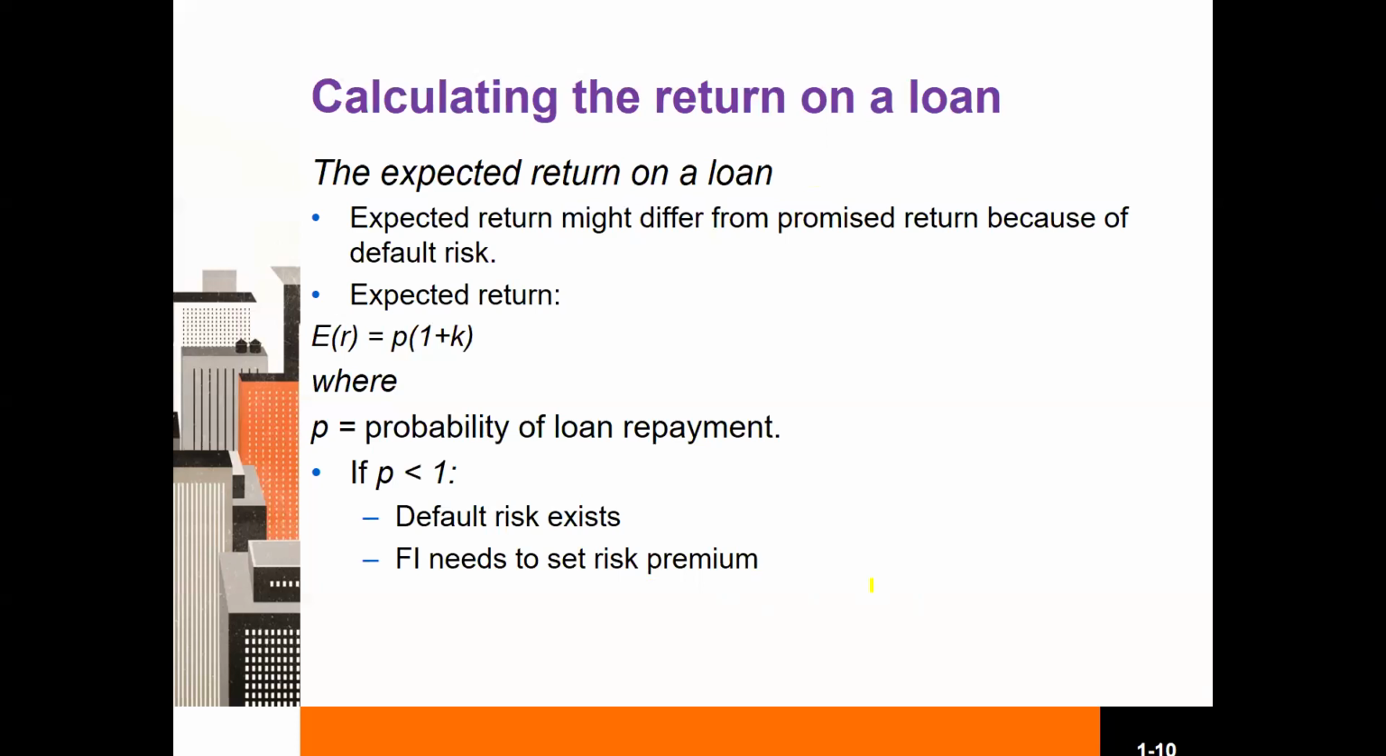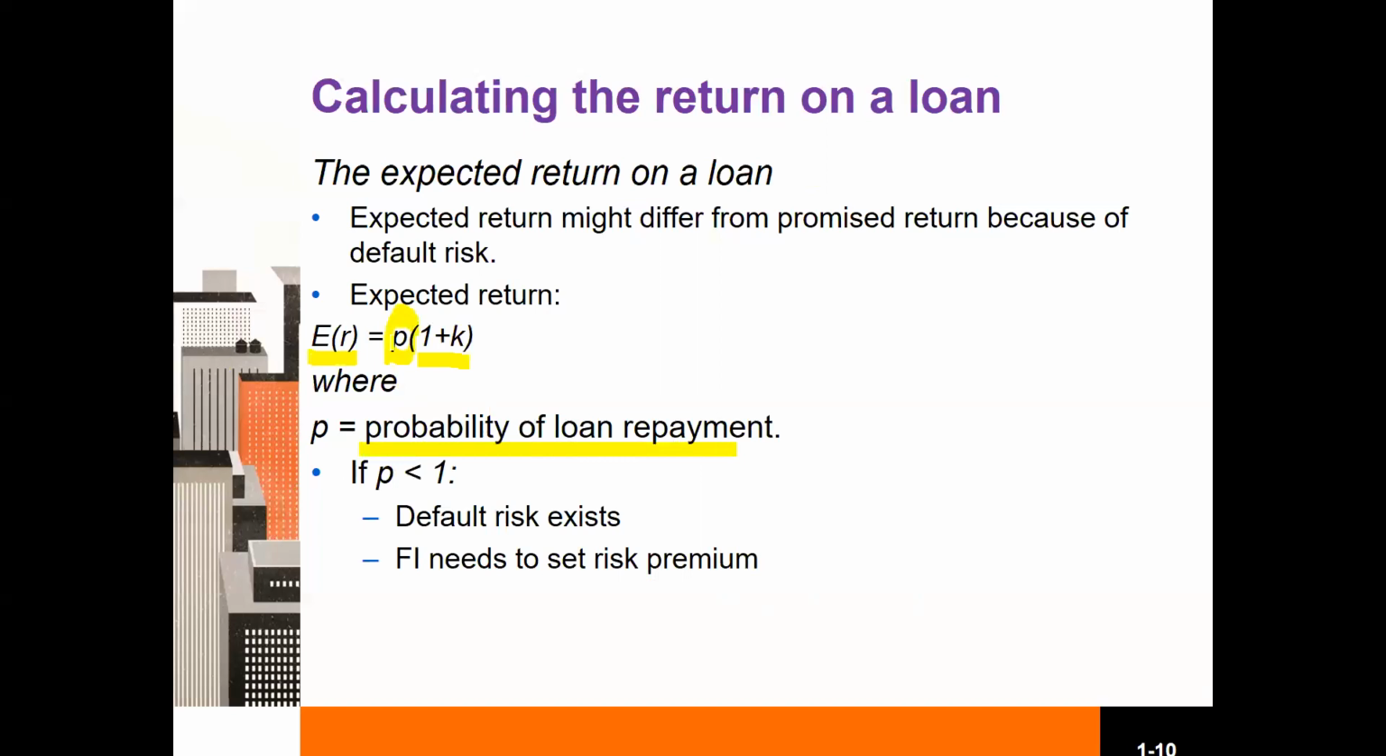Thus, at the time the loan is made, the expected return, look at this equation, is P into 1 plus K. P is the probability of loan repayment and 1 plus K is the promised return that we have seen in the last slide.